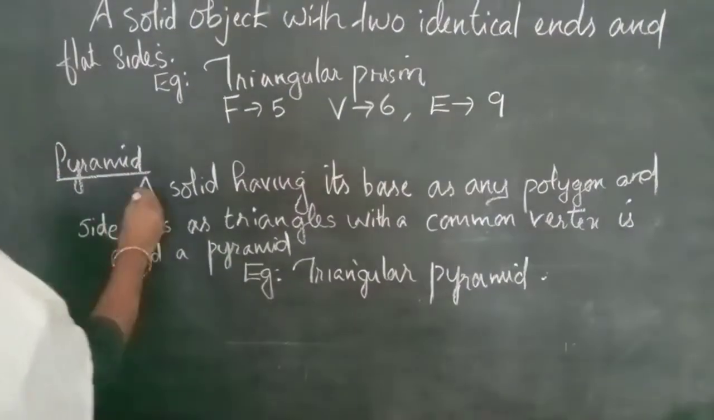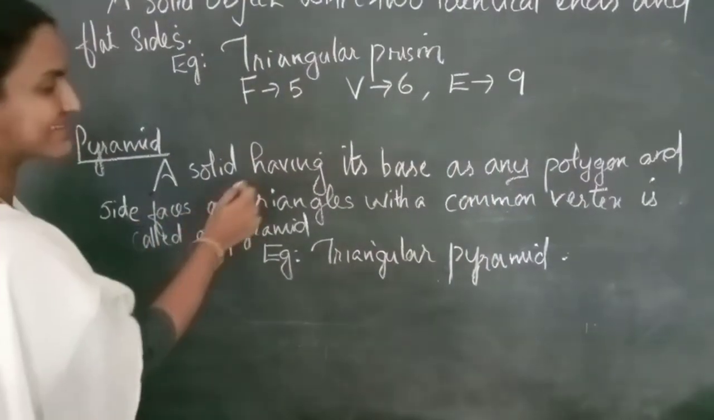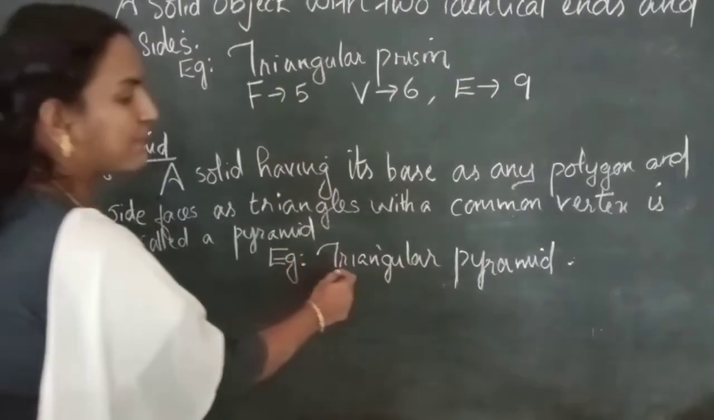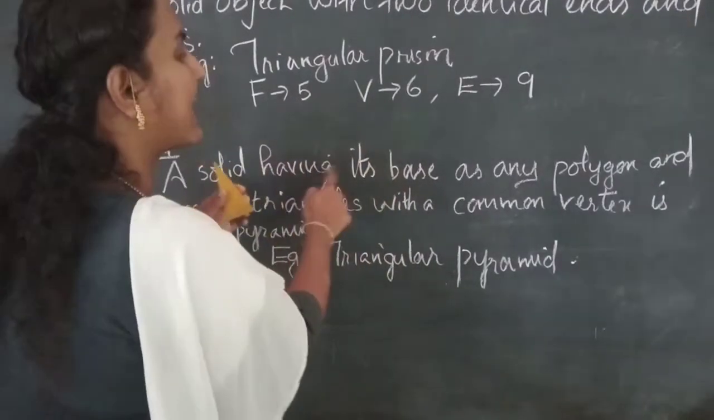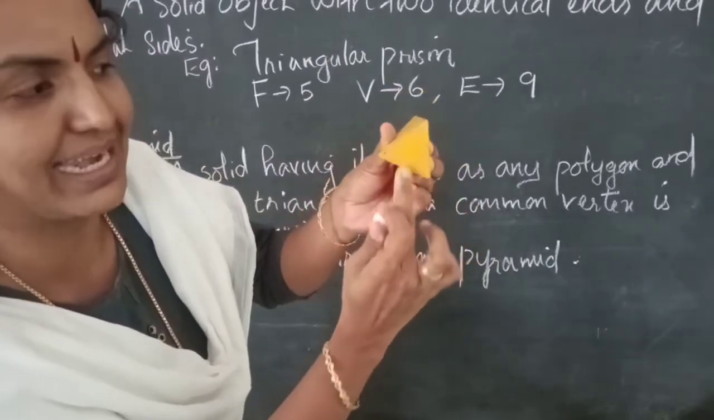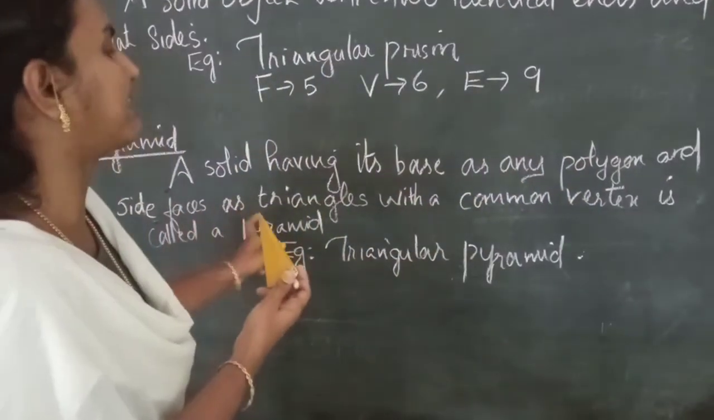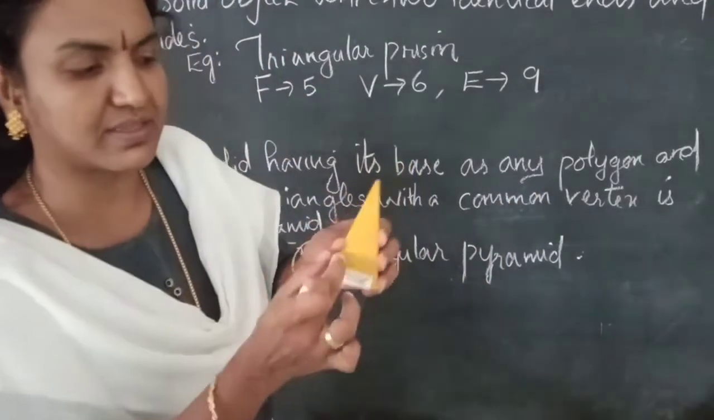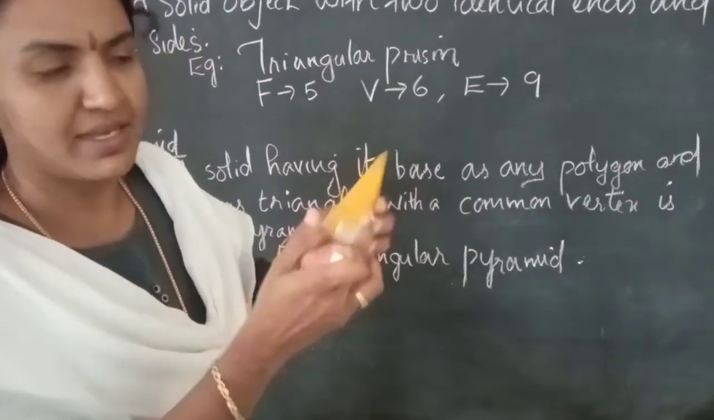Next, pyramid. A solid having its base as any polygon and side faces as triangles with a common vertex is called a pyramid. It's an example of a triangular pyramid. Here, this is the base. The base is a triangle. So, this is triangular pyramid. These are the side faces, triangles with a common vertex. These three side faces meet at a common vertex. This is the base.